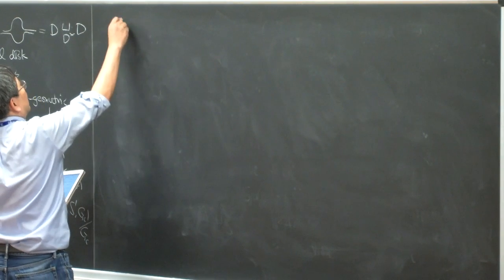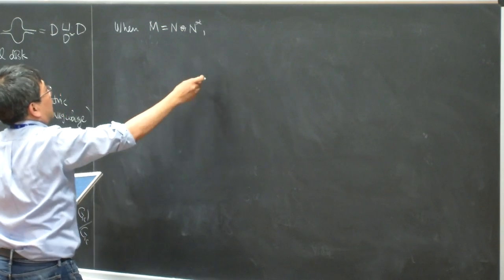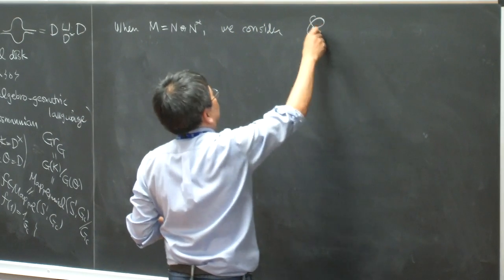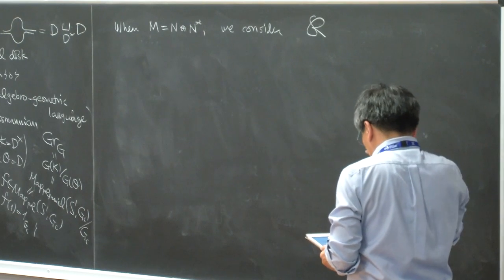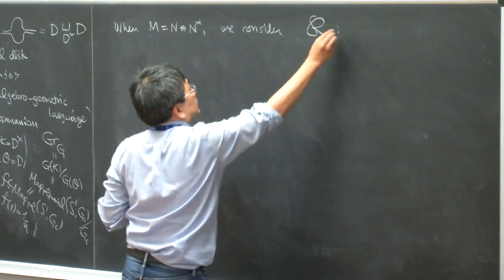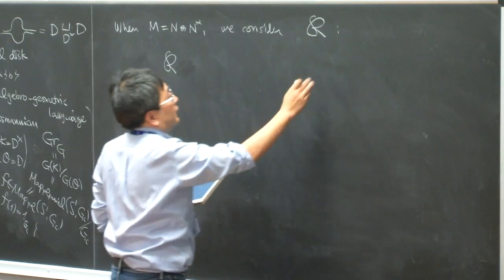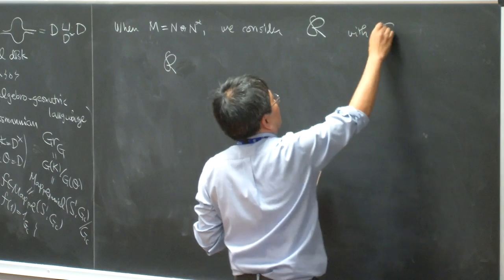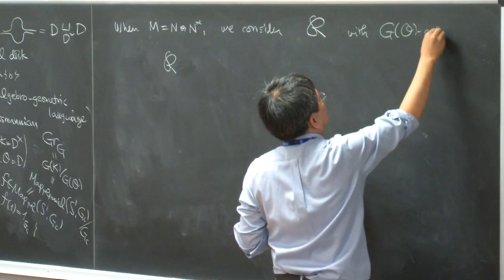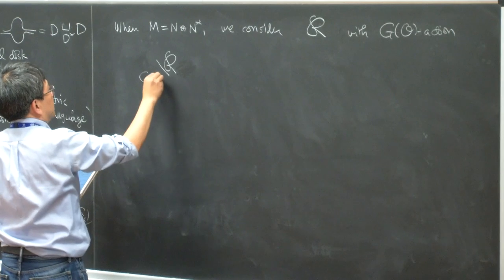And for when M is N plus N star, we consider the space R. This is the space which we introduced in our definition. So R, or maybe R with G(O) action. So R divided by G(O).